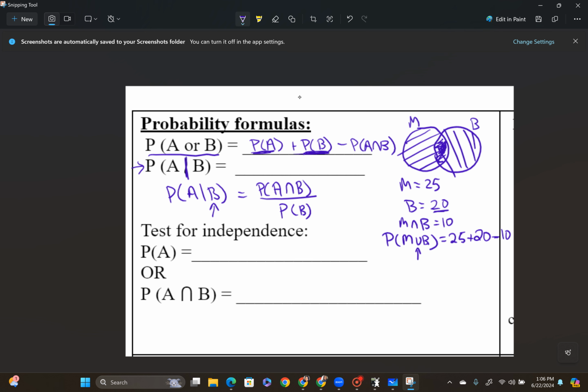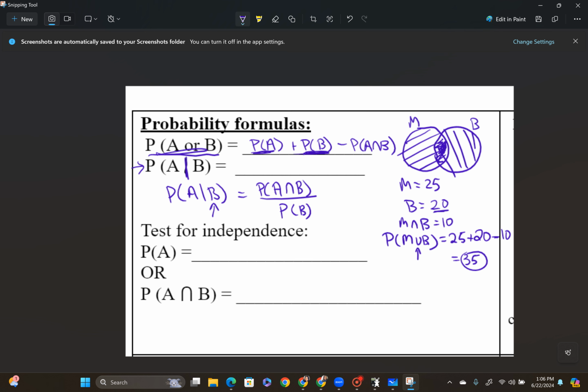So 25 plus 20 is 45. Minus 10 is 35. So there are 35 students who are in math or biology. That's our answer. That's how you use this formula right here.